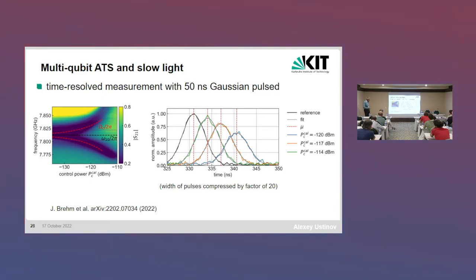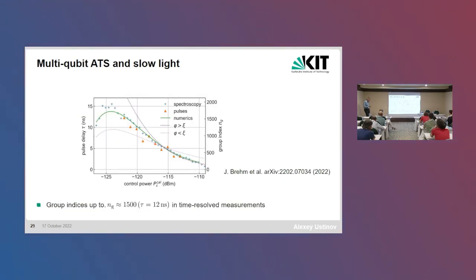Moving over to real data, these are the delays of the pulses measured in the real setup by measuring the pulse propagation velocity. And these points nicely agree with the points which we measured indirectly from the spectrum. So the group velocity is reduced by a factor of almost 1,500, and time-resolved experiments also demonstrate that. So I think my time is over.